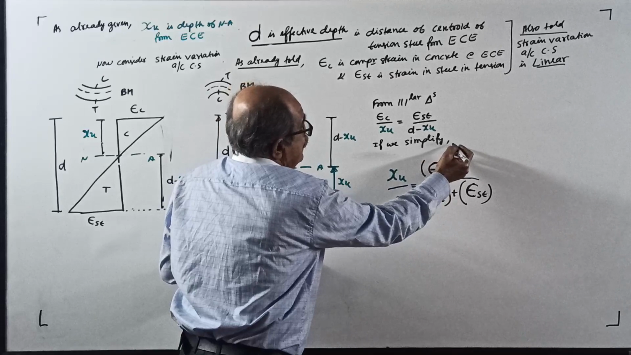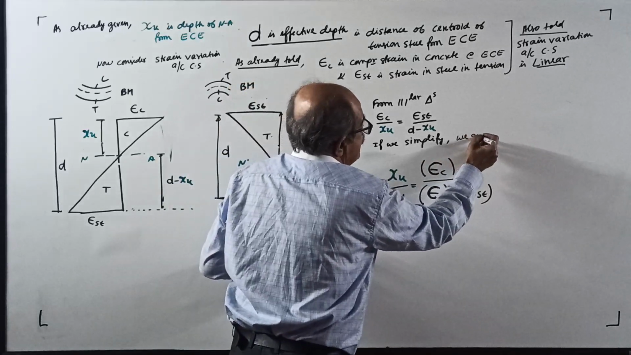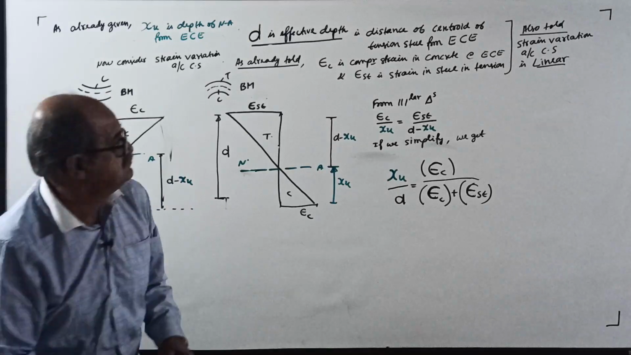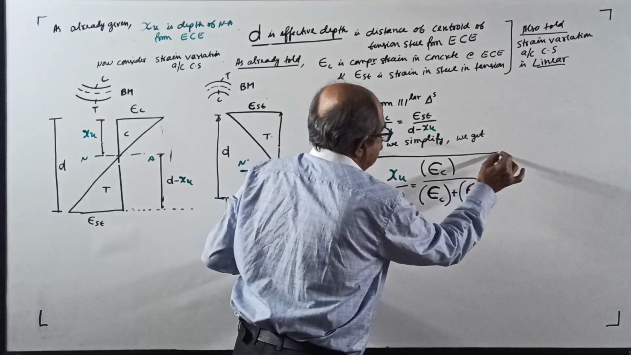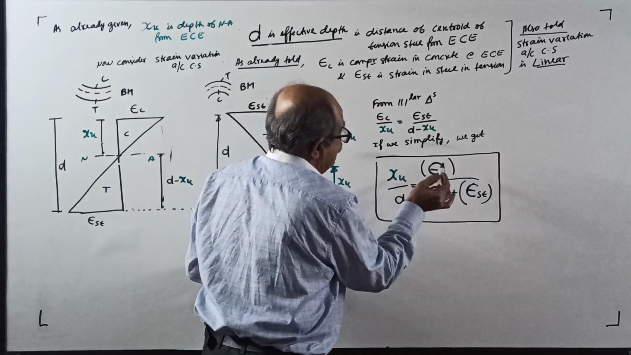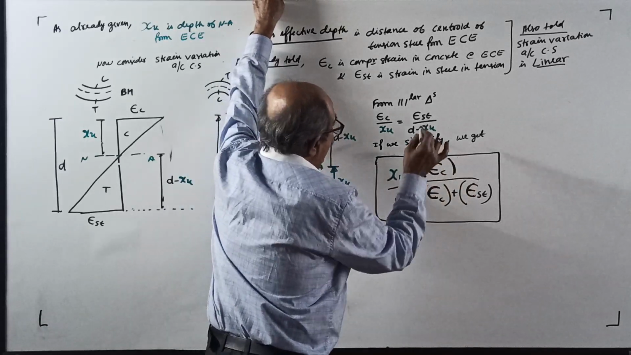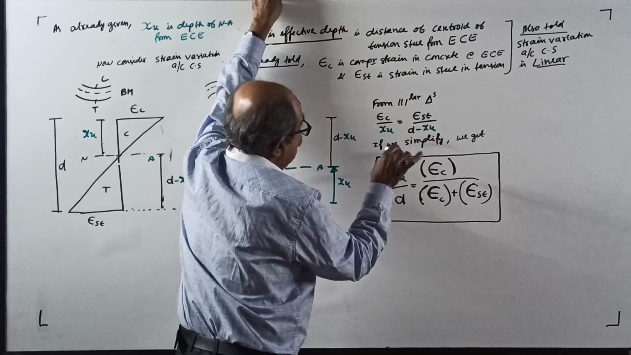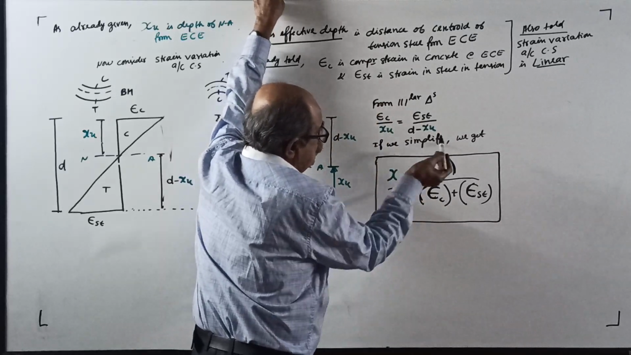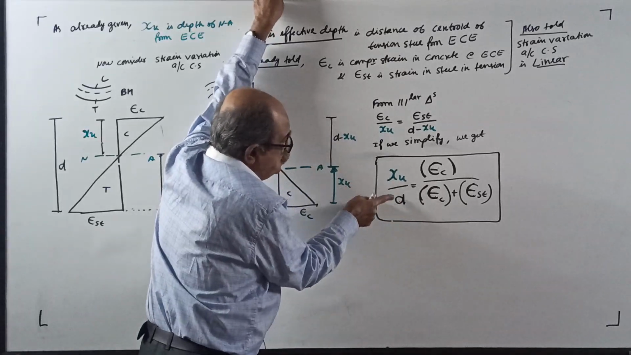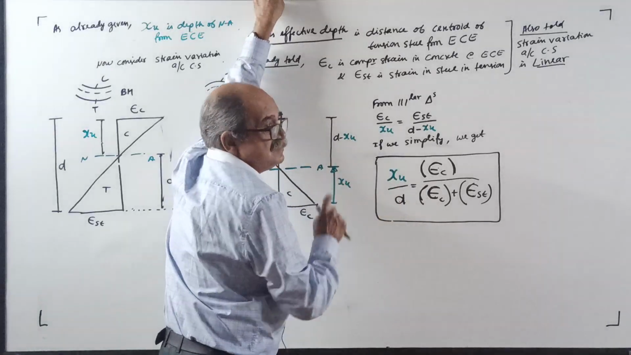Then we get a very important equation; this value will come. I am using a bracket here for some reason. See, the bracket is very useful for you. I'll tell you later. Simplify, you will get xu by d equal to epsilon c divided by something. It is a ratio of xu to d. There is no unit for this one.